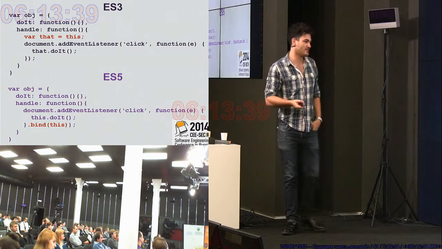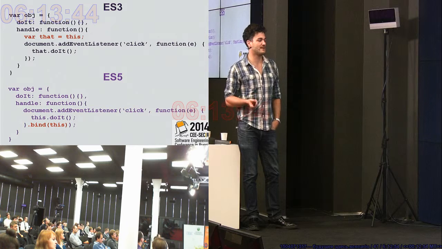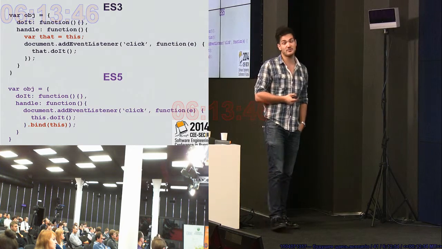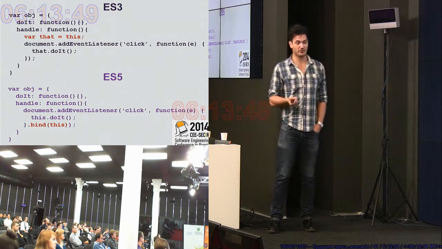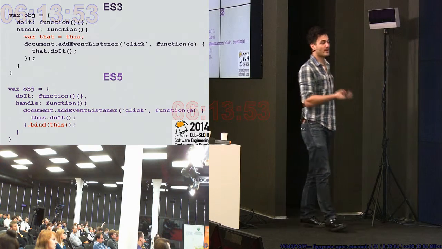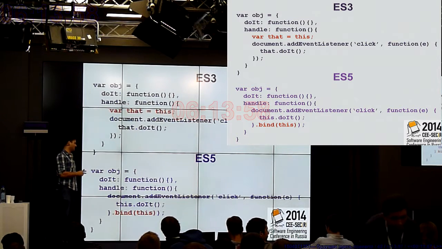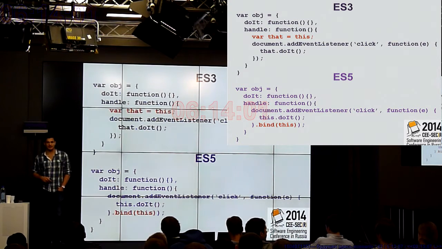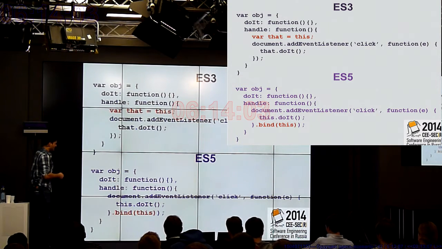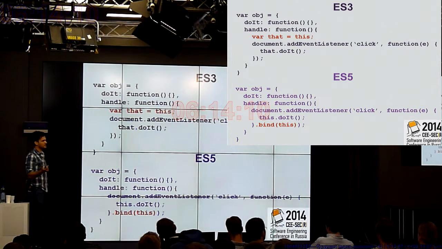In ES5, there is the bind function attached to the prototype of a function class. So we can use this keyword inside the event handler, but we need to do this kind of trick using bind, which is nicer than doing var that equal this, but still we need to do something in order to enforce this inside the event handler.